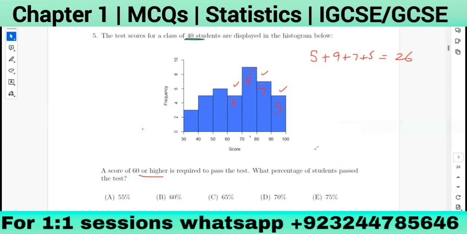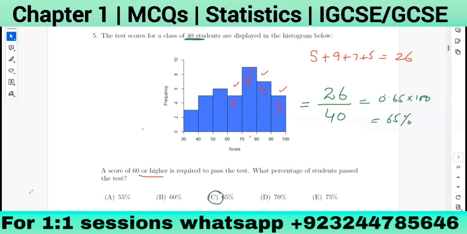So now we have to find the percentage. The percentage is found by dividing by the total, so it's equal to 26 by 40. Can you tell me what 26 by 40 is equal to? 0.65. Multiply 0.65 by 100, because we have to find the percentage, which is equal to 65%. So option C is the correct answer.